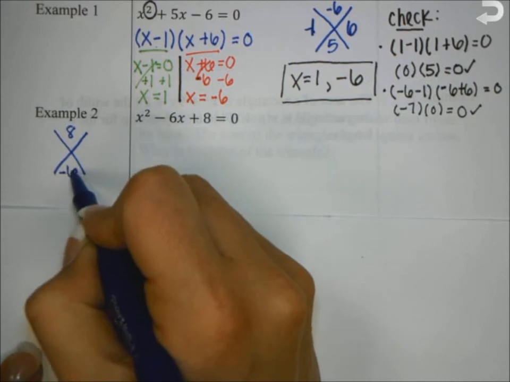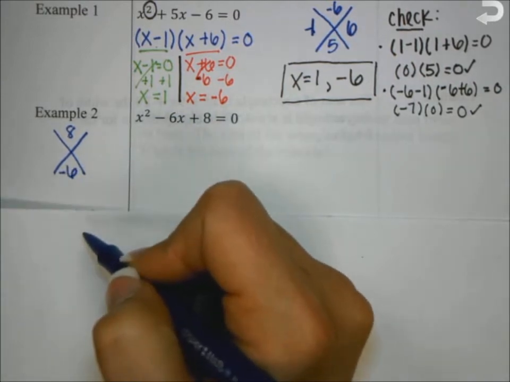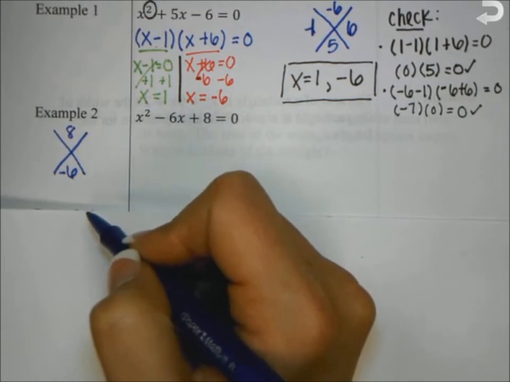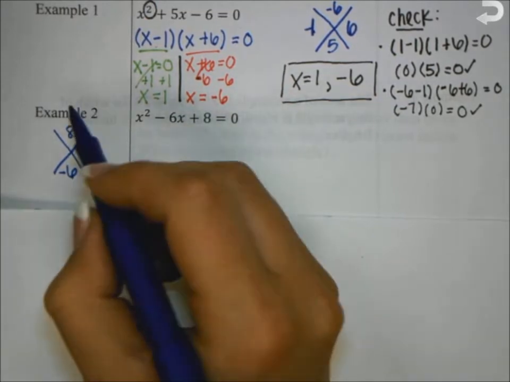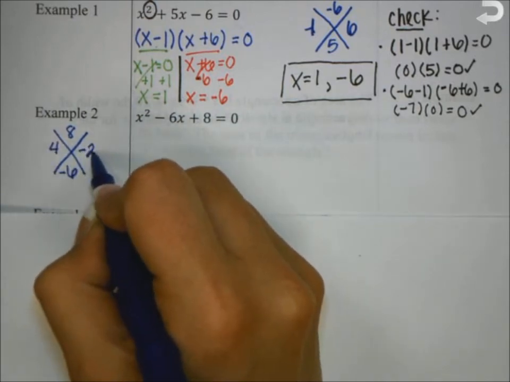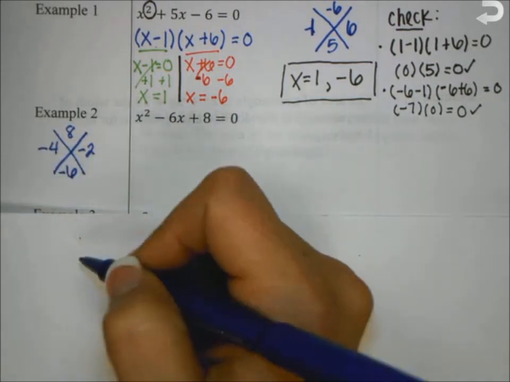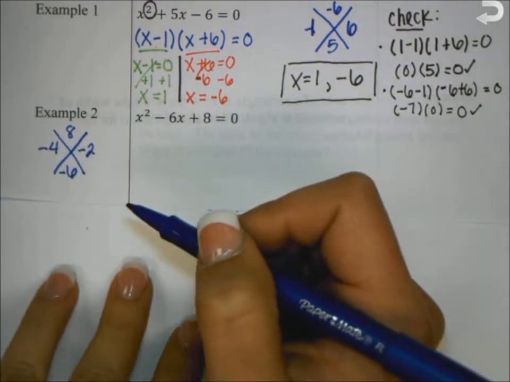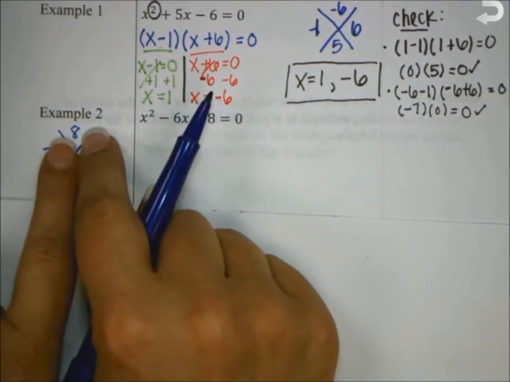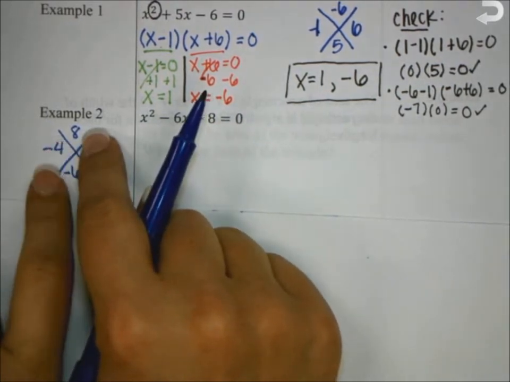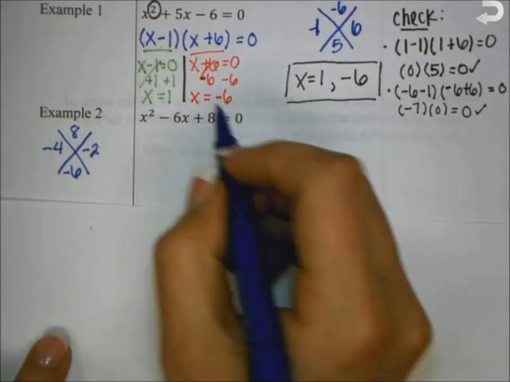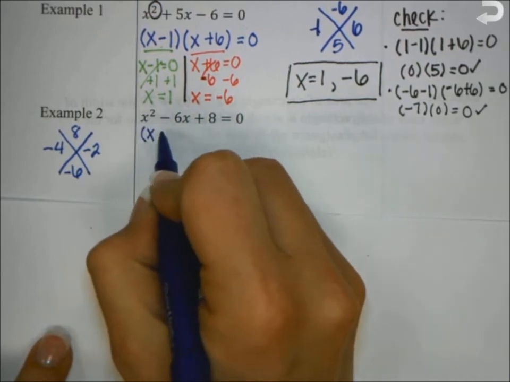Wait, can I tell you the answer? Yeah, what is it? It's 4 and -2. No. Negative, -4, -2. -4 times -2 gives me +8. Okay, so how does this guy factor then? X minus 4 times X minus 2. All of that is equal to 0.